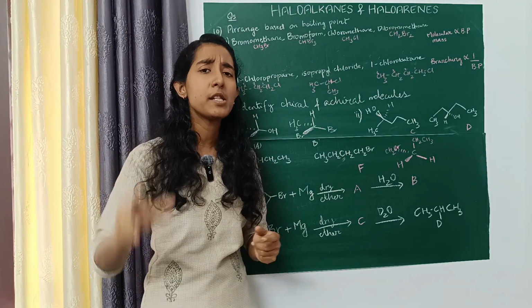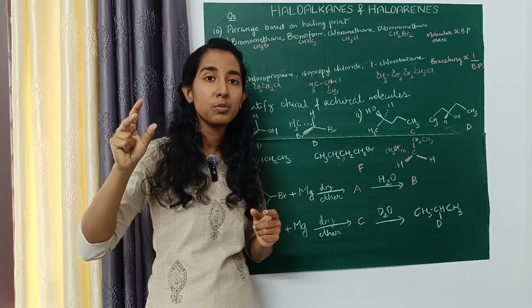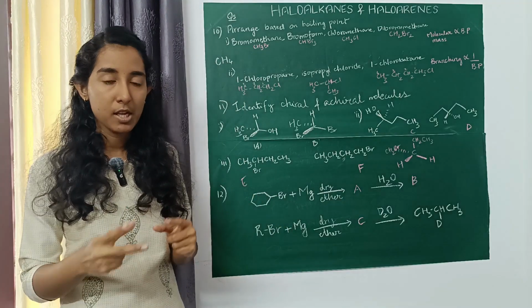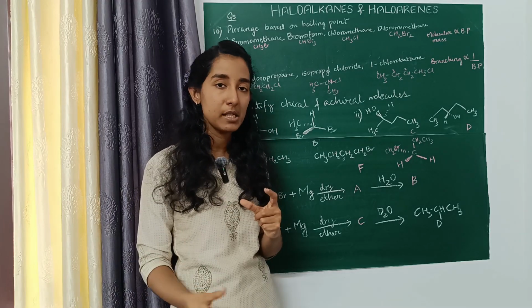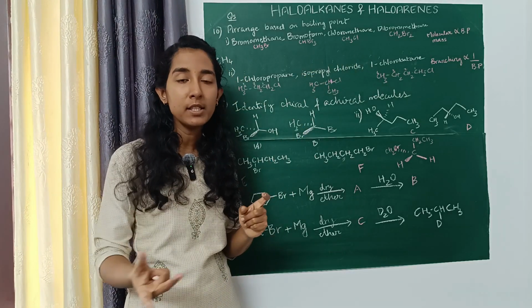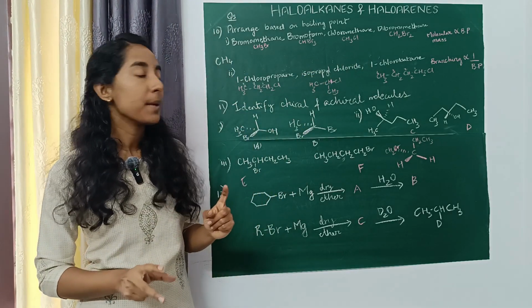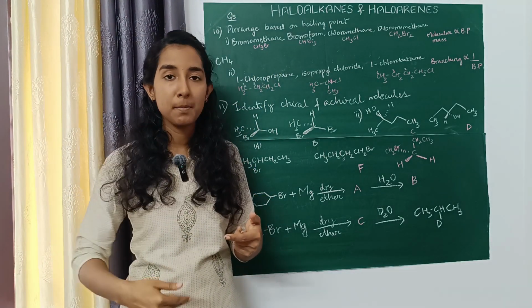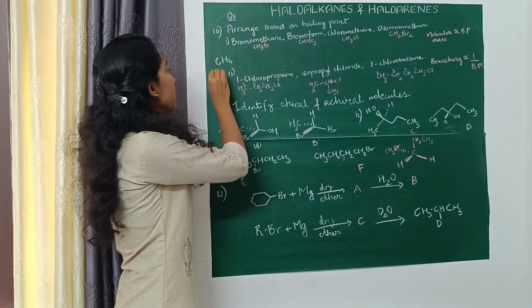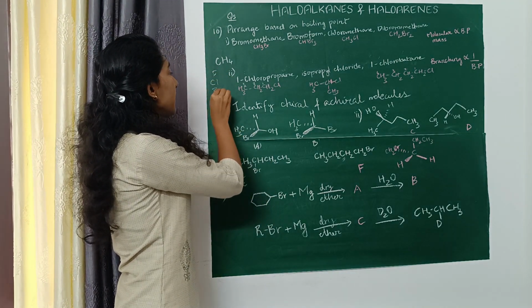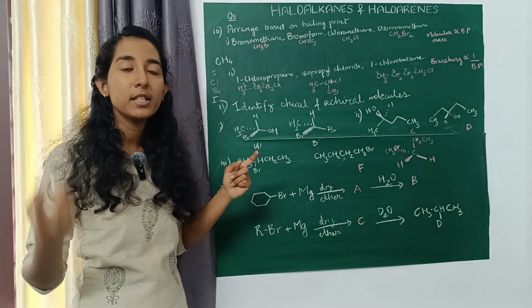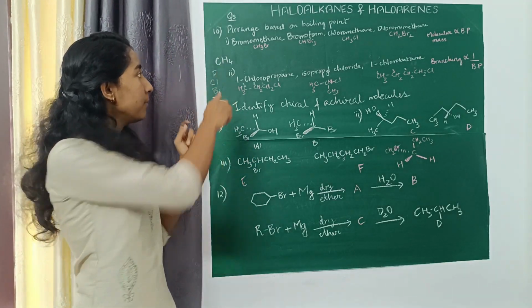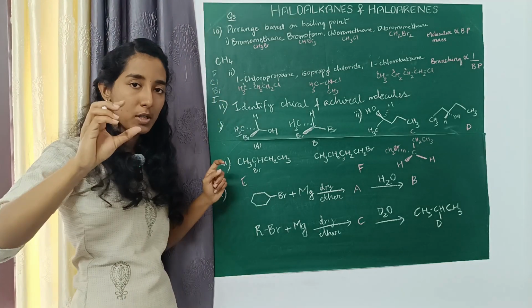You must know how the size varies as you go across a period and down a group. Bromine and chlorine will have a greater size compared to carbon. Bromine is present below chlorine: fluorine, chlorine, bromine, iodine. So iodine has a greater size compared to bromine, and among fluorine, bromine, iodine, fluorine has the smallest size.